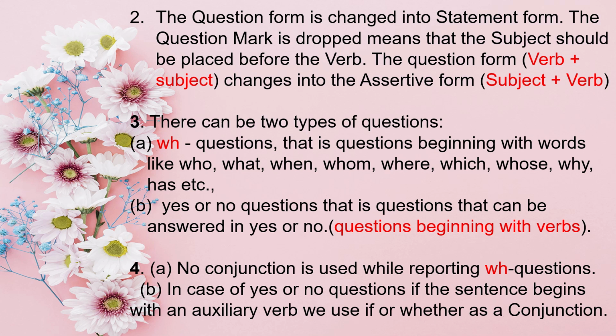Let's see the fourth rule. No conjunction is used while reporting a WH question. In case of a yes or no question, if the sentence begins with an auxiliary verb, we use if or whether as a conjunction.